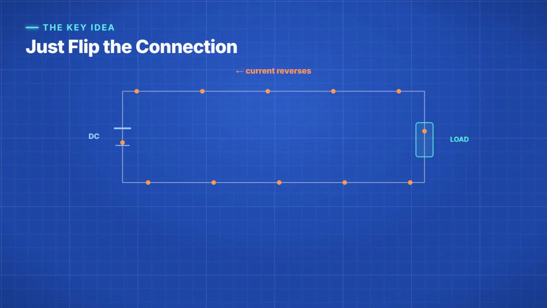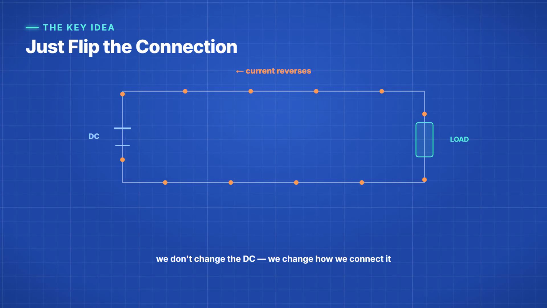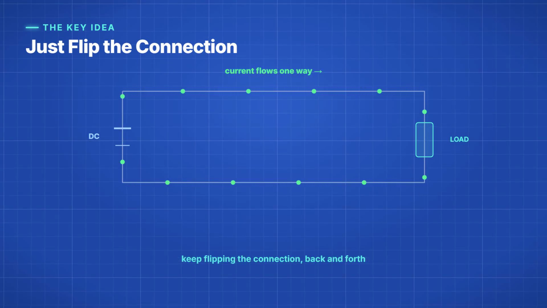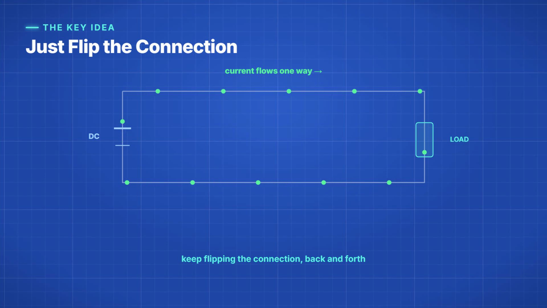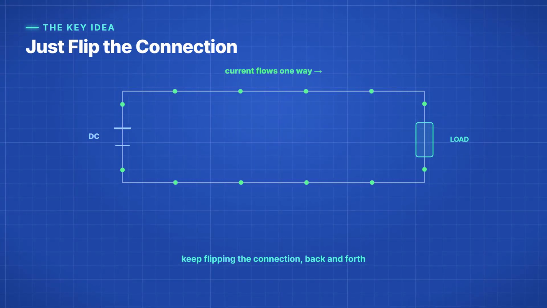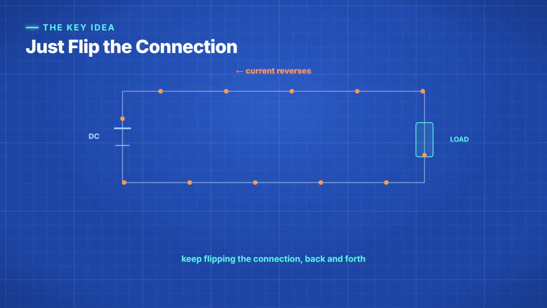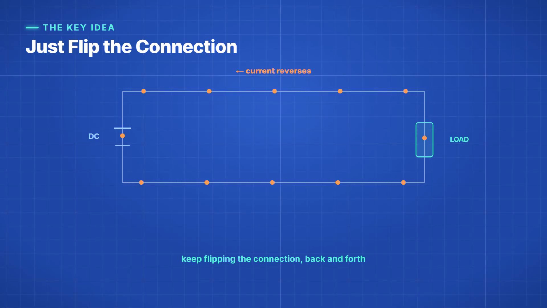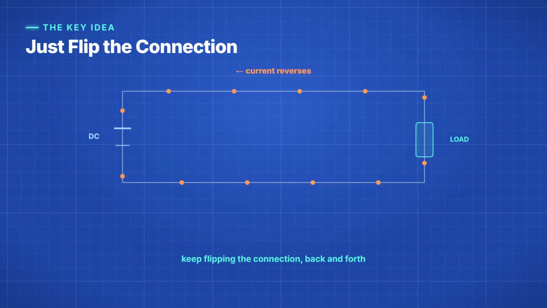Here's the key insight. We don't change the DC itself. We change how we connect it. Imagine a battery and a load with a switch that can flip the connection around. Leave it one way, and current flows left to right. Flip it, and current flows right to left. If we keep flipping it back and forth, the load sees current that keeps reversing. That, in its simplest form, is alternating current.